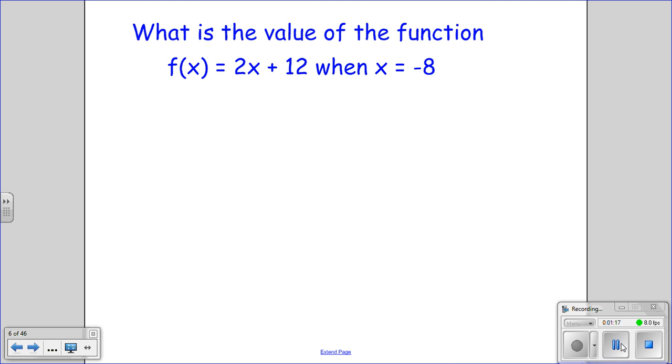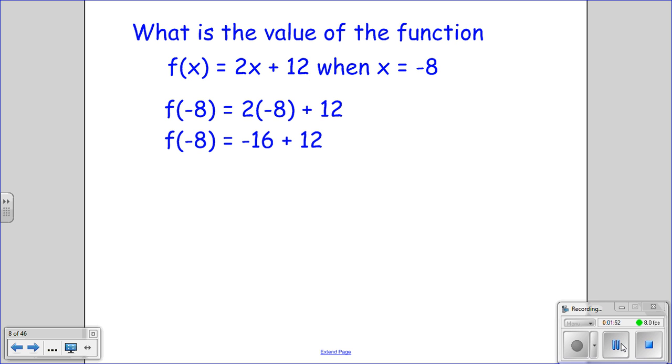We ask for the value of the function. f of x equals 2x plus 12 when x equals a negative 8. Well, we're telling you what x is, so we're going to substitute the negative 8 in for x in every place that we see it. So we're going to start out with f of negative 8 equals 2 times the negative 8 plus 12. What we're saying is that the x is equal to negative 8, and we want to find out what the value of the function is for this. In other words, we want to know what y is.